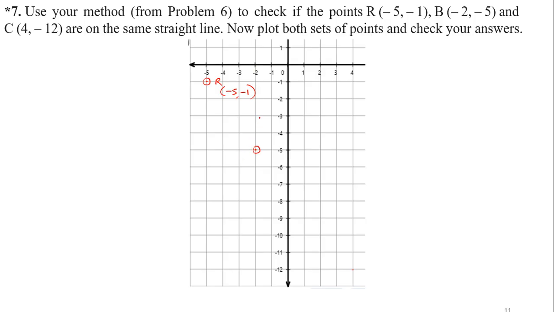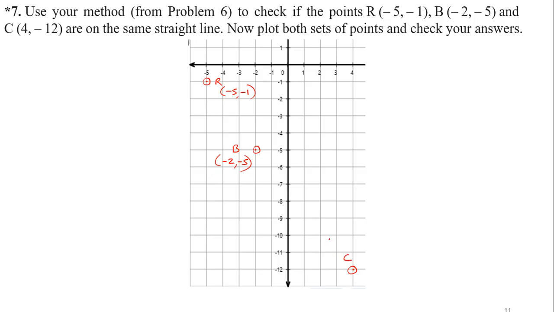So minus 2, minus 5. So this is B point. B point is minus 2 comma minus 5. And C point is 4 comma minus 12. 4 comma minus 12 is here. Okay, 4 comma minus 12.